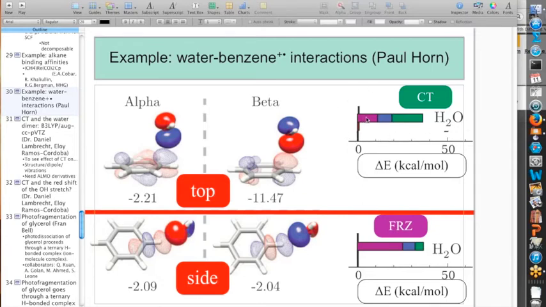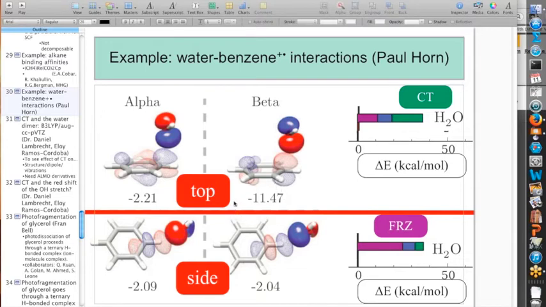So in deep purple is the frozen interaction, in dark blue is the induction or polarization, and in green is the charge transfer. And so for this on-top interaction between the water molecule and benzene cation, we are in fact dominated by a charge transfer interaction. And what's going on is reasonably physically evident, which is that the lone pair of water is donating into the half-filled pi orbital of the benzene cation in the alpha space. In the beta space where there's a hole.